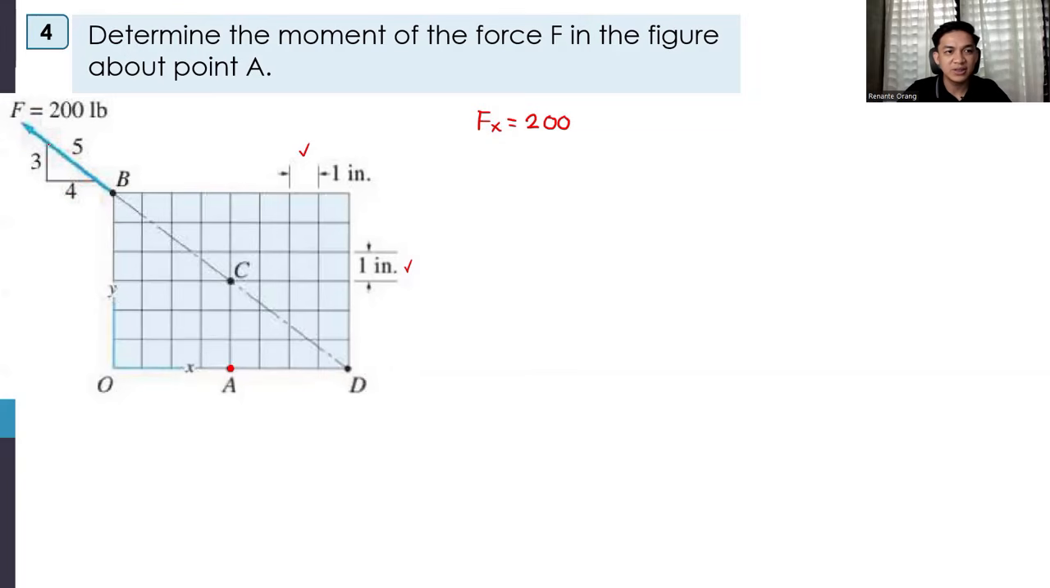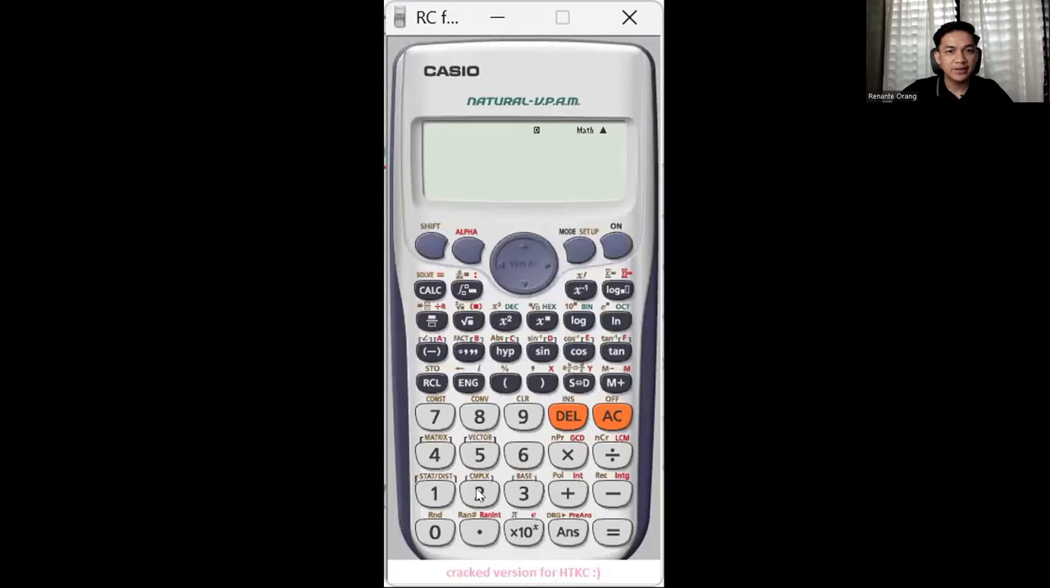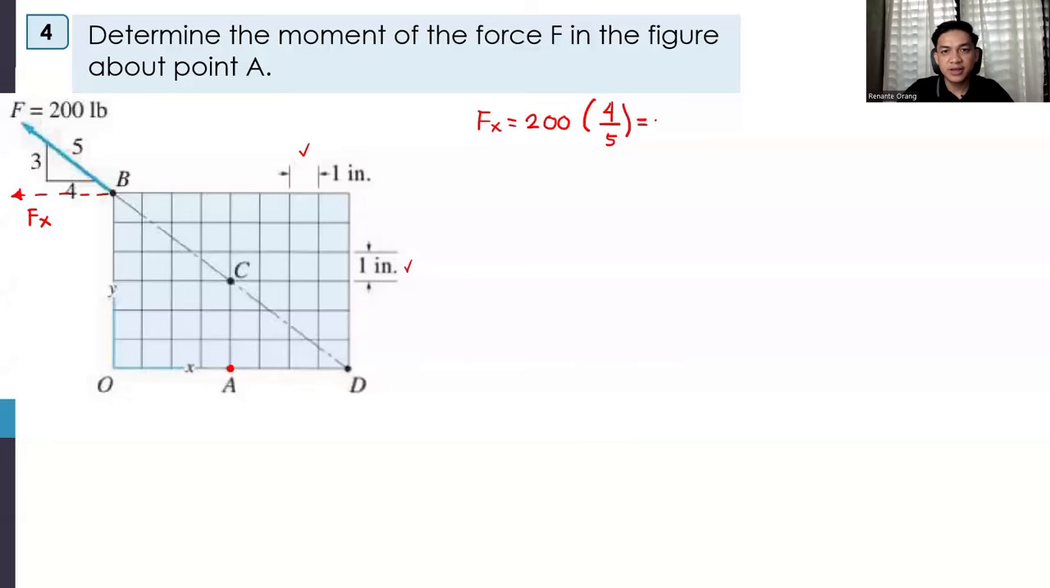So gagamitin natin dito is common triangles. So take note yung Fx natin is nakahiga. So i-drawing natin. This is our Fx. So yung nakahiga din natin sa triangle is 4. So that is multiplied by 4 divided by our hypotenuse, which is 5. Calculator natin, we have 200 multiplied by 4/5. That is equivalent to 160 pounds. So Fx po natin is 160 pounds.